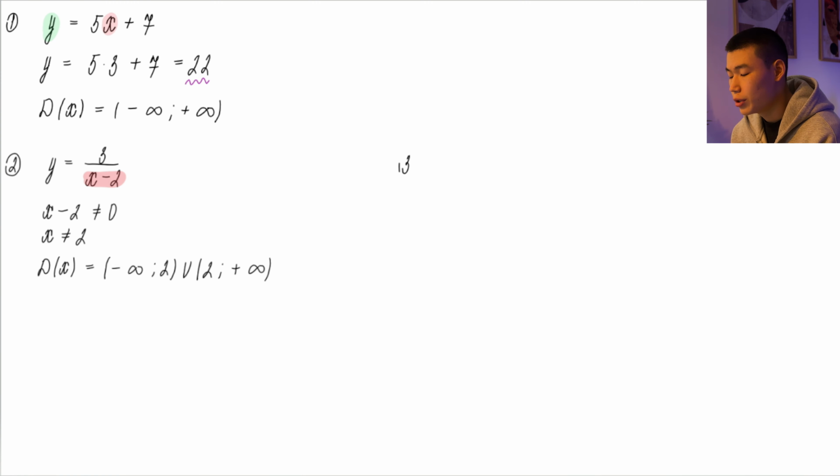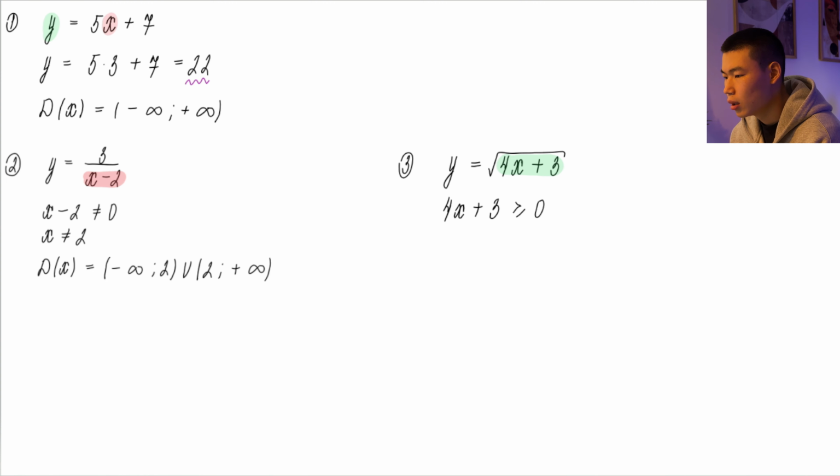So let's move to the third example, an interesting example with a square root, y equals the square root of 4x plus 3. Also from school we know that we can't have a negative number under an even root. So this expression 4x plus 3 must be non-negative. So we can write this condition: 4x plus 3 greater or equal to 0.